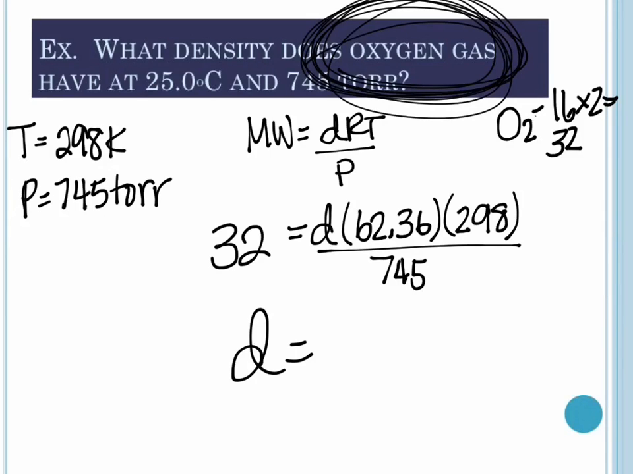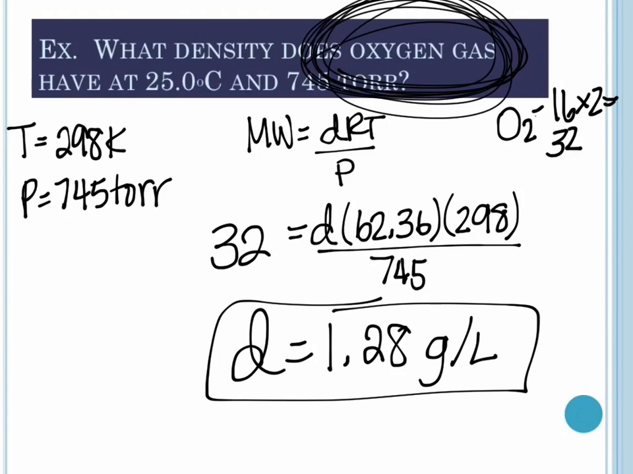Everybody got an answer? 1.28. The unit is grams per liter. How do you get into the calculator? 32 times 745. And then divided by, open parentheses, 62.36 times 298, close parentheses. I multiply these and then divide everything by this. All right, any questions? No, ma'am.